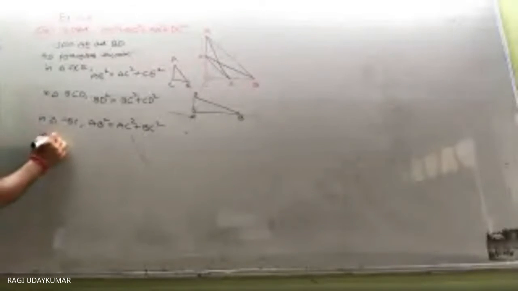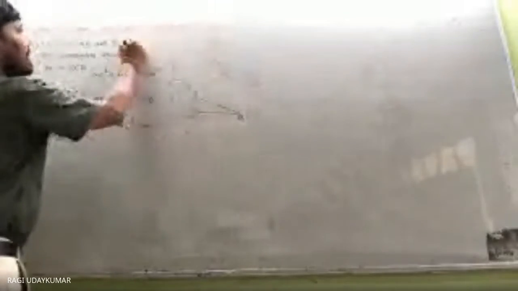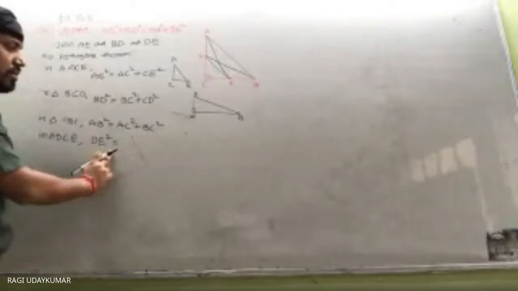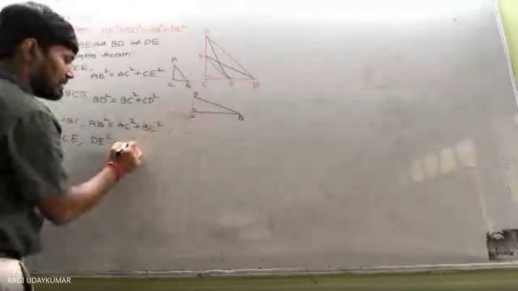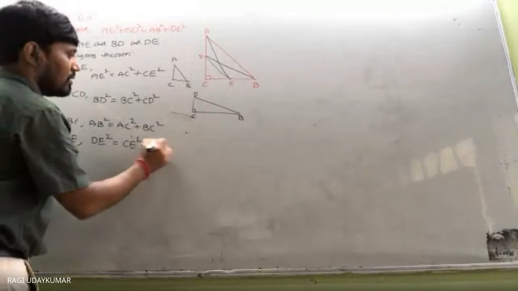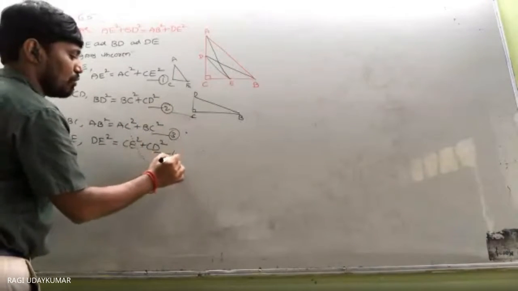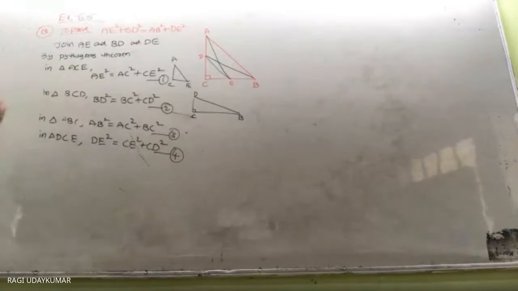Isn't it? And in triangle DCE, DE is here, and join DE also. So you need DE. DE square is equal to CE square plus CD square. Now assume this is 1, this is 2, this is 3, this is 4. So add 1 plus 2. What do you get here?